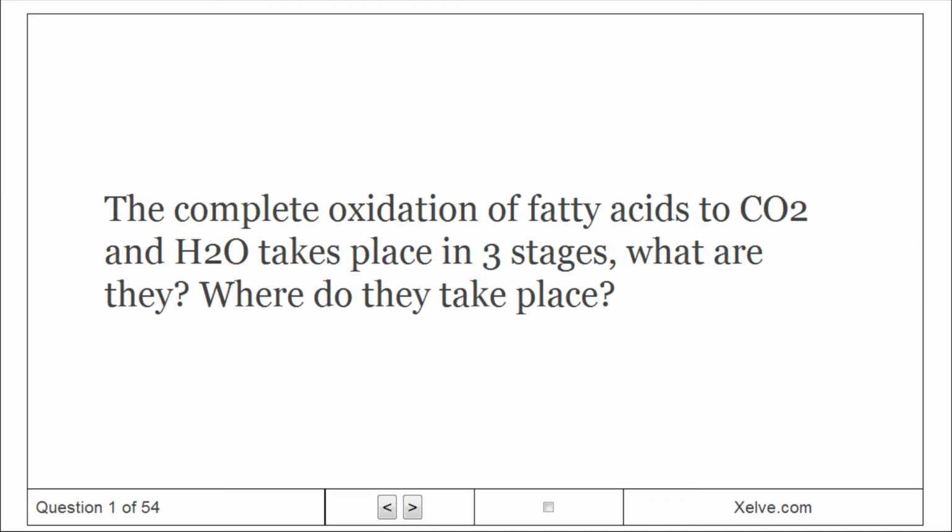The complete oxidation of fatty acids to CO2 and H2O takes place in 3 stages. What are they? Where do they take place?